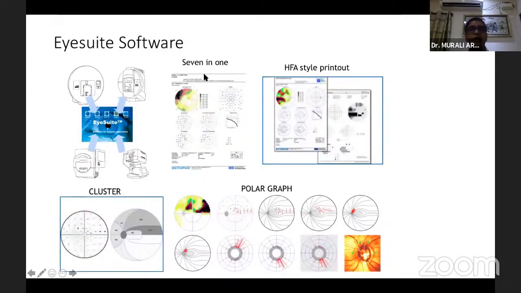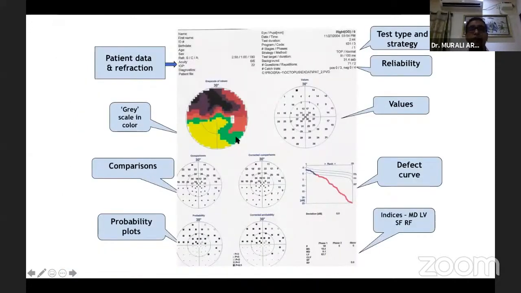The iSuite software has a 7-in-1 printout, can give you an HFA type printout, can give you a cluster analysis, can give you a polar graph as well. I'll come to that in a while. This is the single field printout of the Octopus, which gives you patient data and refraction. The grayscale can actually be generated in color because we now have color printers.